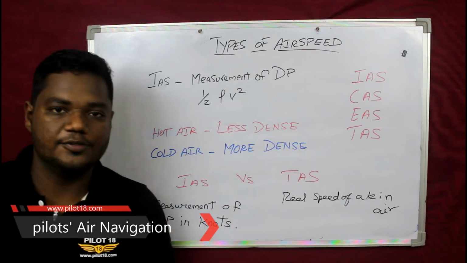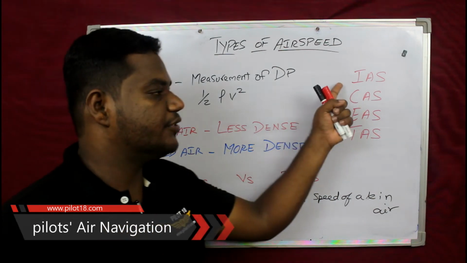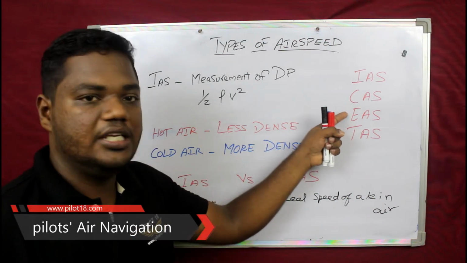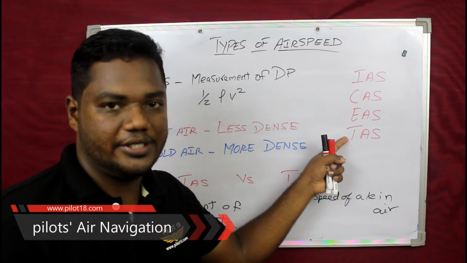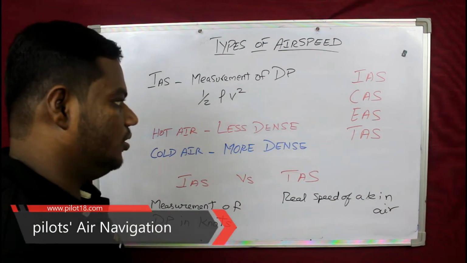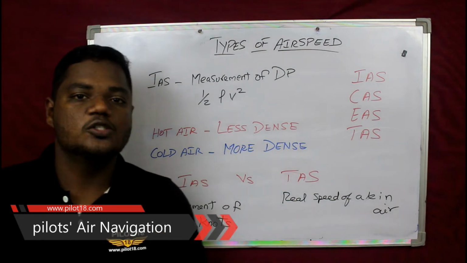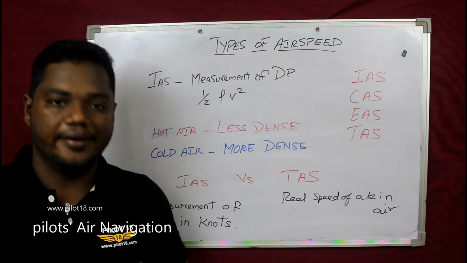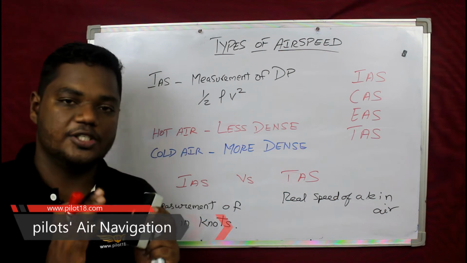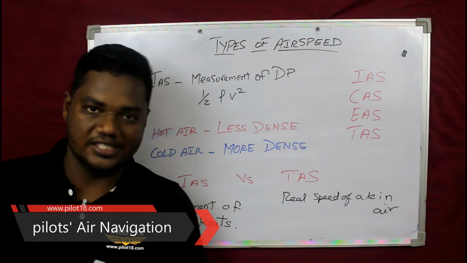Now we're going to see types of airspeed. There are 4 types of airspeed: indicated airspeed, shortly known as IAS, calibrated airspeed, known as CAS, equivalent airspeed, EAS, and true airspeed, known as TAS. Before reading all this, we must understand what indicated airspeed actually is. Indicated airspeed is actually not the real speed of the aircraft. It is actually a measurement of dynamic pressure given in knots. We measure the dynamic pressure, and the dynamic pressure is converted into knots and displayed, right?